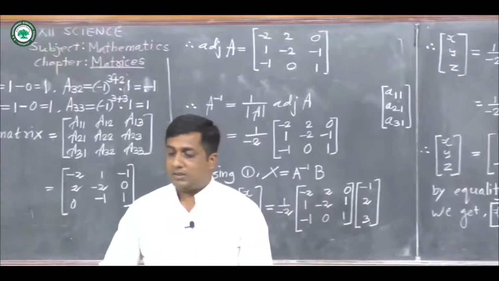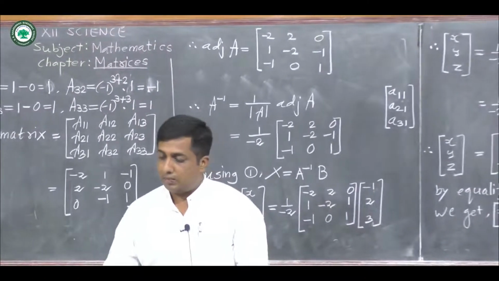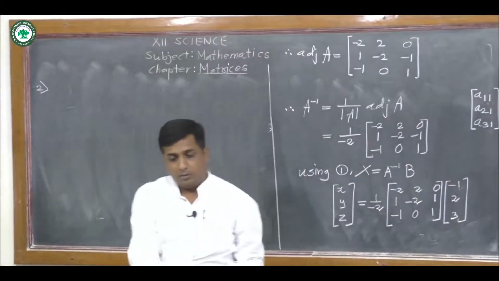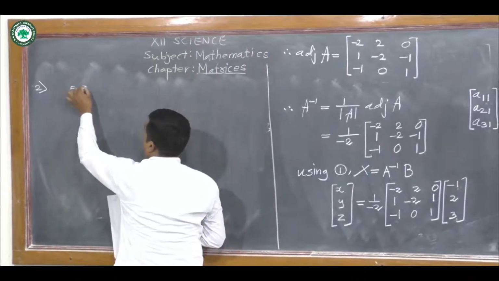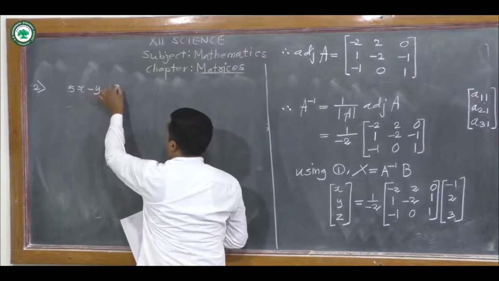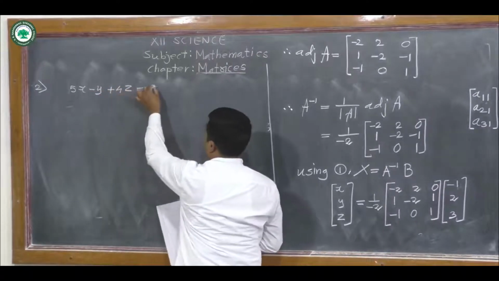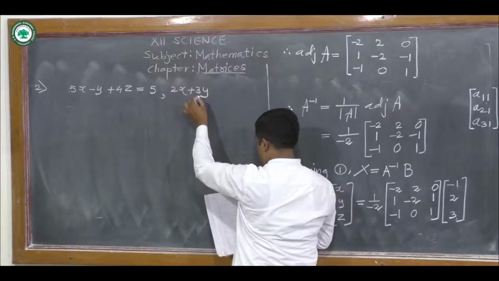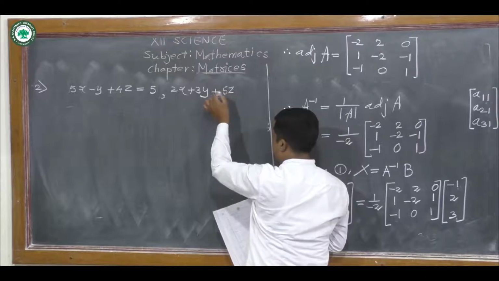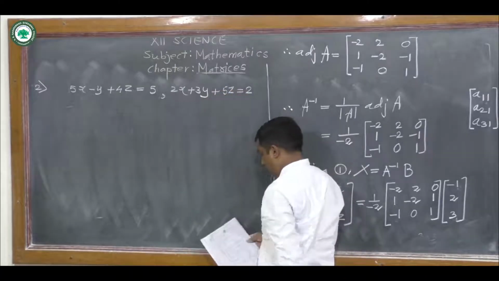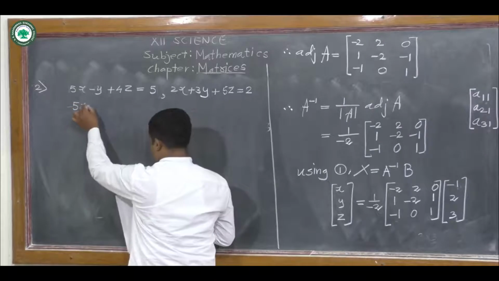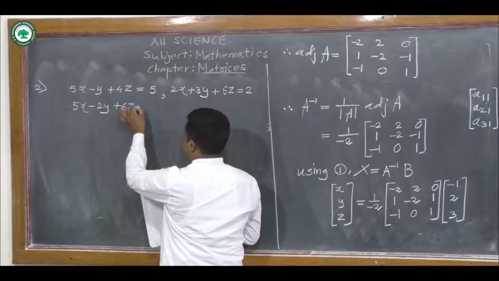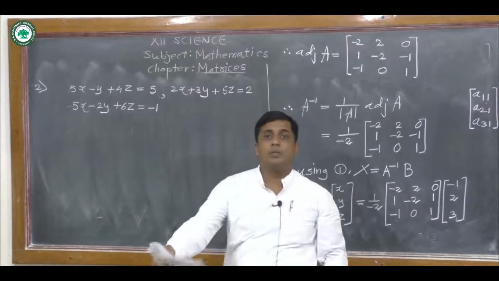Let's go with our second example. Here in the second, given 5x minus y plus 4z is equal to 5, then 2x plus 3y plus 5z is equal to 2. And for the last equation, 5x minus 2y plus 6z is equal to minus 1.